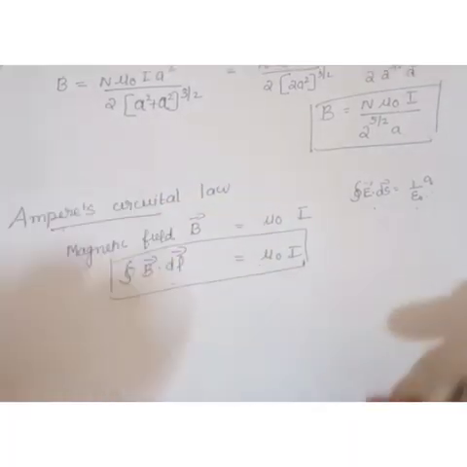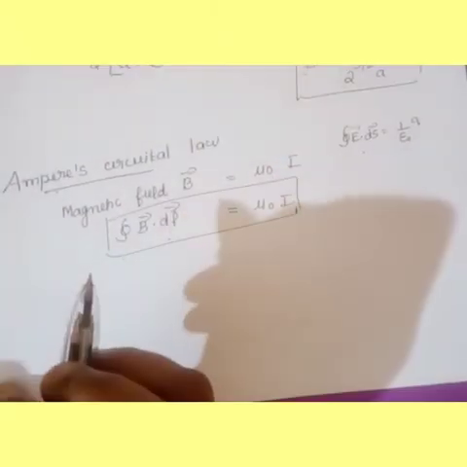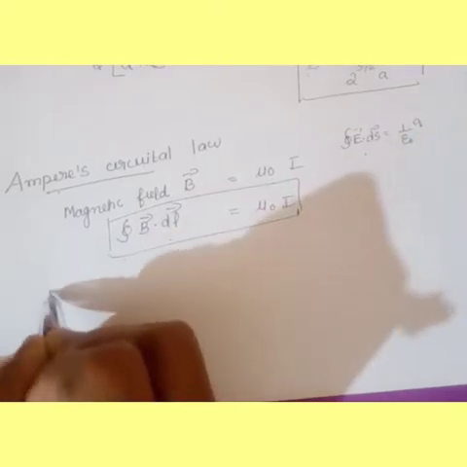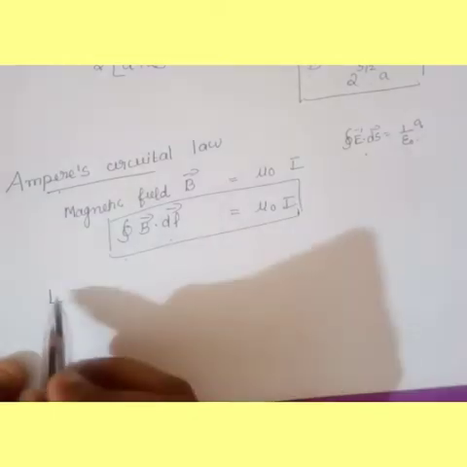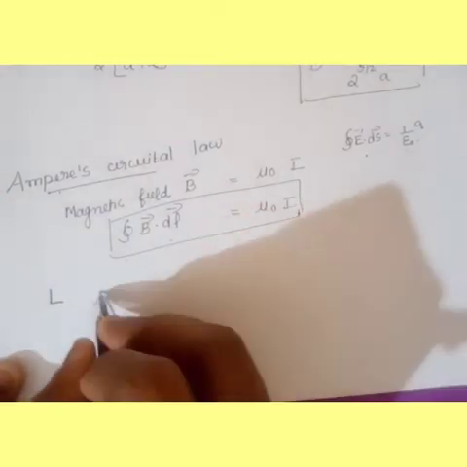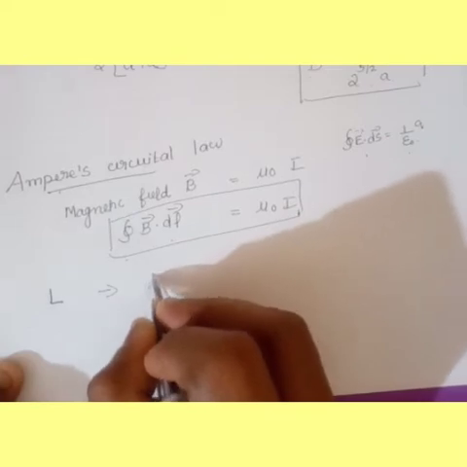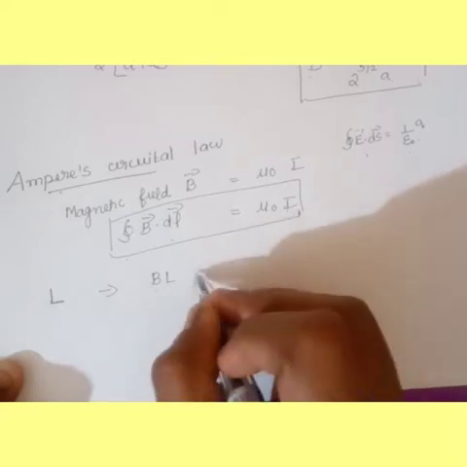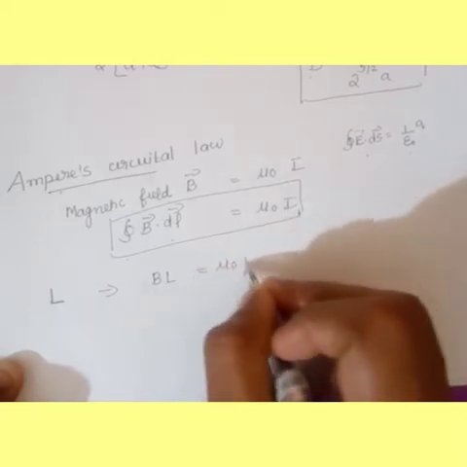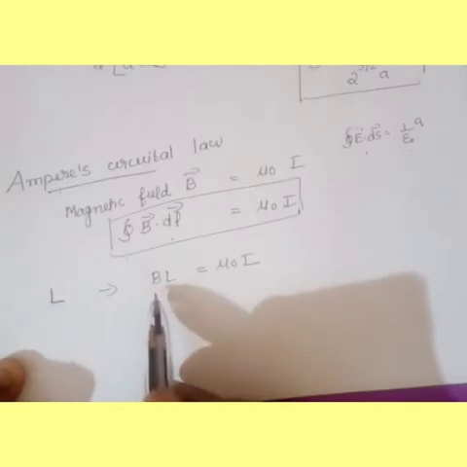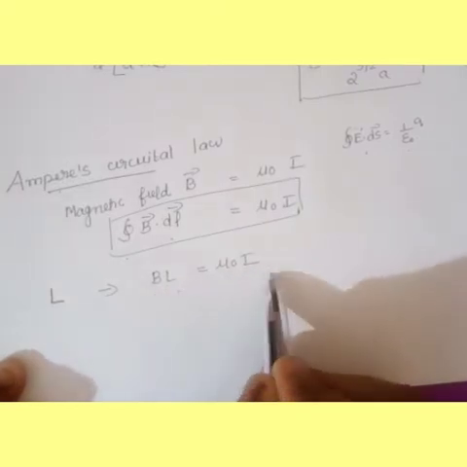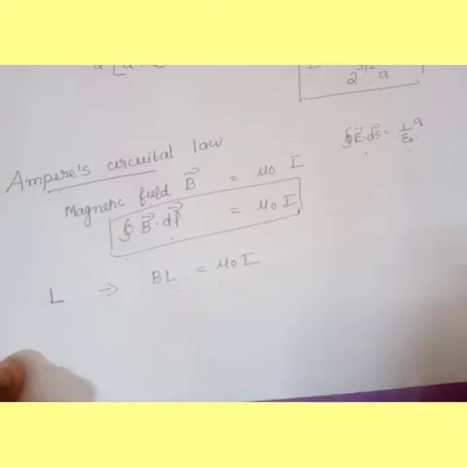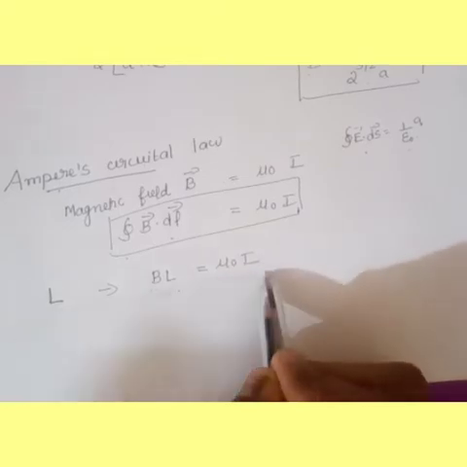Okay, in the simplest form, we consider that field B is directly along the tangent to every point on the perimeter L. So if you consider a loop and its perimeter is L, the simplest form of Ampere's circular law is B into L, magnetic field into L, where L means perimeter, total length, is equal to mu 0 into I.